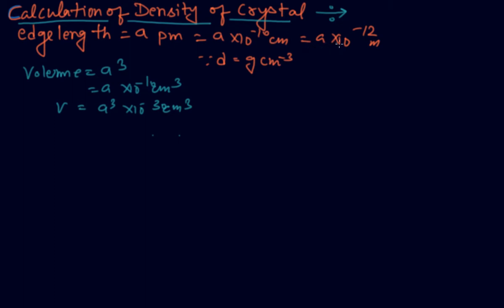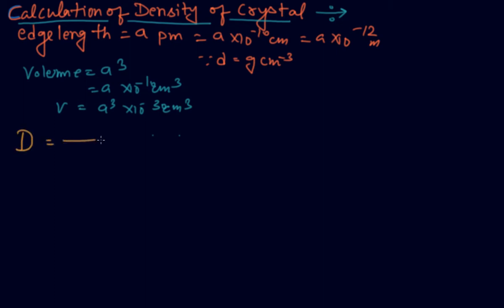You can also convert it into 10 raised to minus 12 meter. Density is equal to gram per centimeter cube, and volume is equal to length times breadth times height. For a cube, it comes to 10 raised to minus 10 centimeter cube, and we can put that as 10 raised to minus 30 centimeter cube. Now that is the density.